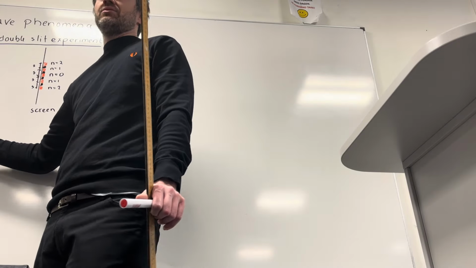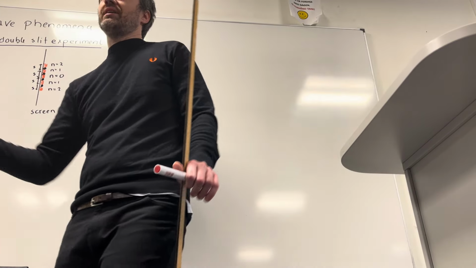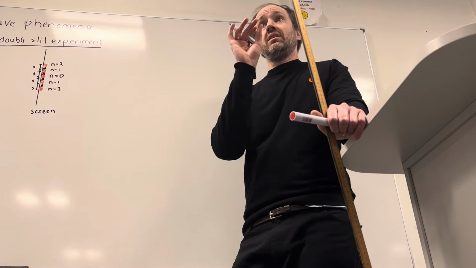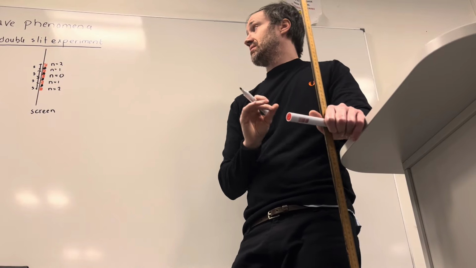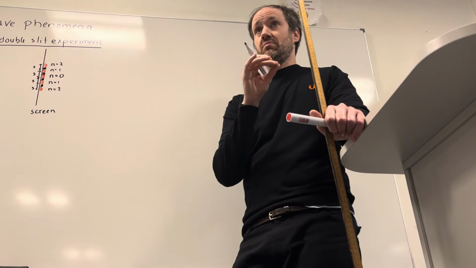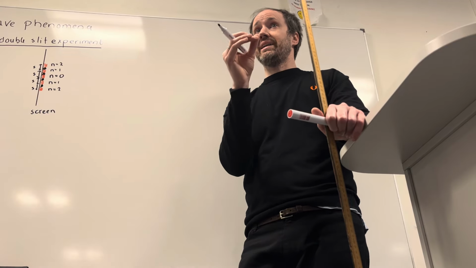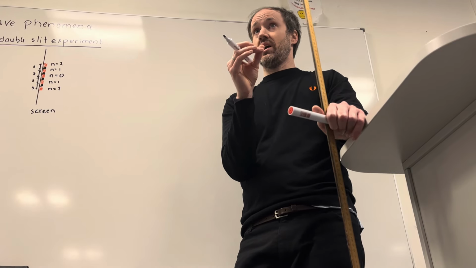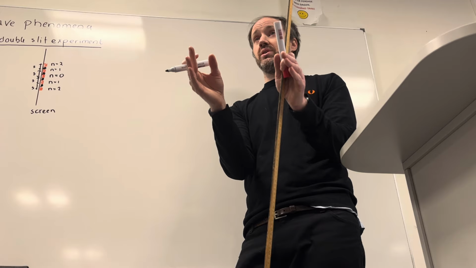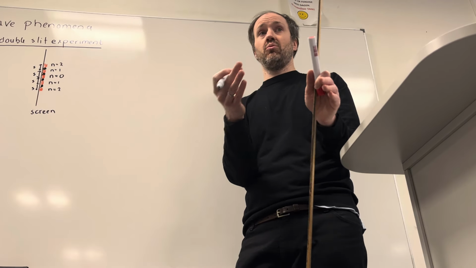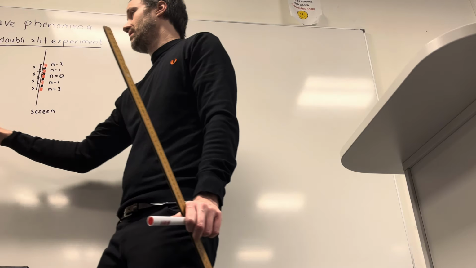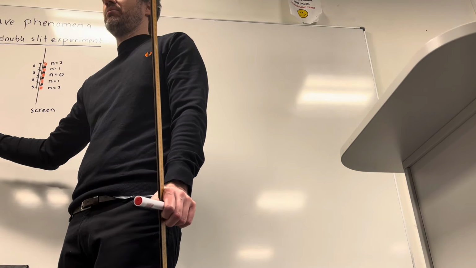Lambda, what's that? The wavelength of the light. We see that the distance between the bright fringes depends on the wavelength. We saw that using red light, we got greater distances than we did for violet light because the wavelength of red light is bigger than the wavelength for purple light.